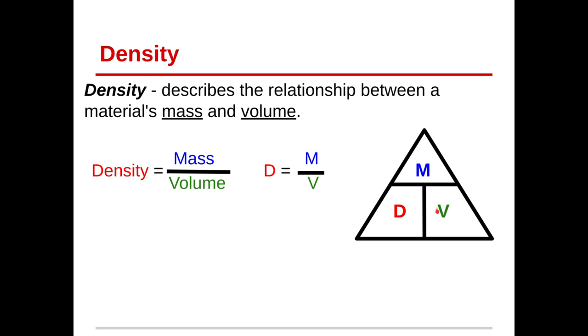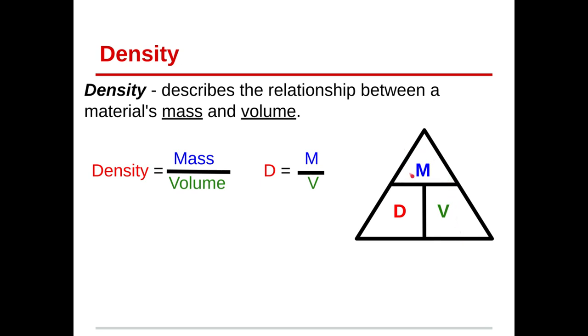So let's say we instead wanted to solve for volume. If you cover up the V in this triangle, you're left with M over D. And that's the formula to find volume. Volume equals mass divided by density. So you can find that formula there.